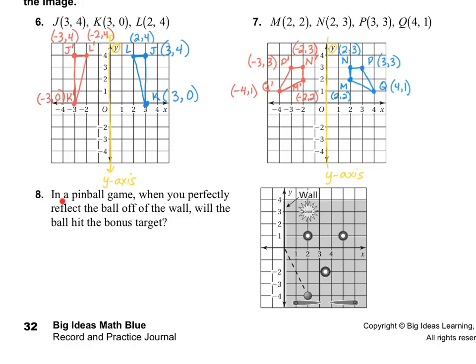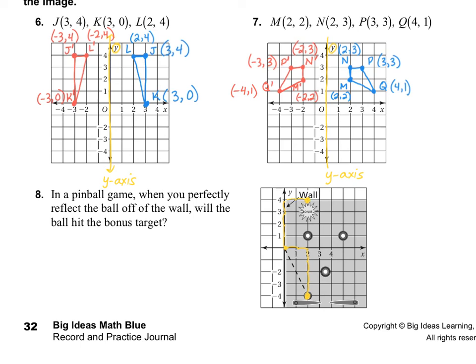Okay, last question. It says, in a pinball game, when you perfectly reflect a ball off the wall, will the ball hit the bonus target? So here we have the ball here, and the wall is what they want us to go to, the origin here. The easiest way to find out if you're going to do this right is if you count up and over. So from here, we're going to go 1, 2, 3, 4, and then 1, 2. So that means that if you hit it off the wall there, it's going to be the same amount up and over. So we're going to go up 1, 2, 3, 4, and over 2. So it's going to go this direction.